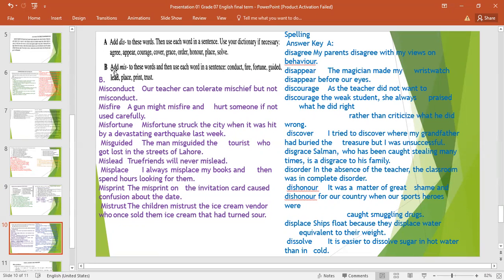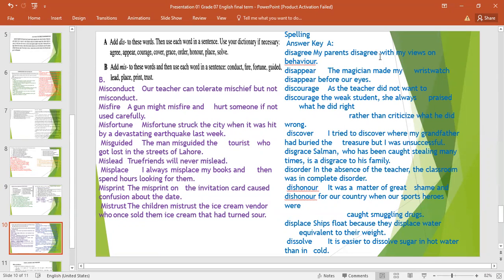And number B, add mis to these words and then use each word in a sentence. So these words will be misconduct, misfire, misfortune, misguided, mislead, misplaced, misprint, mistrust. So dear students, on this screen, we will use both dis and mis with these words. So here, first of all, it is answer key A, disagree.